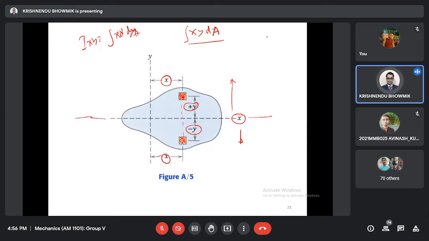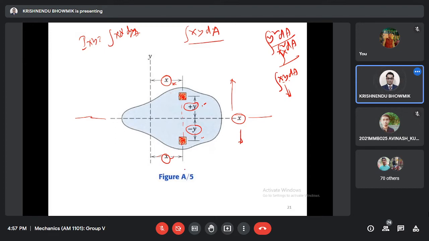Initially what was there? It was y square dA, x square dA. So always these are positive. But here it is xy dA. Now if x is positive, y is positive here, x is same for this point and this point, y is positive here, y is negative here. Then this area multiplied by xy will be the negative of this area multiplied by xy.